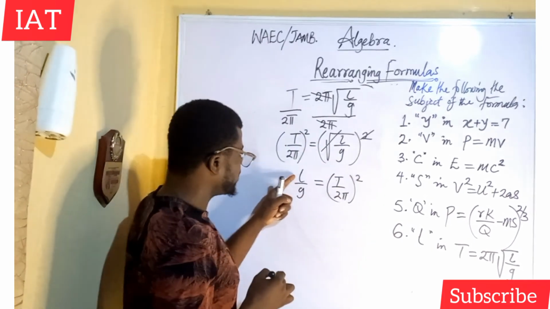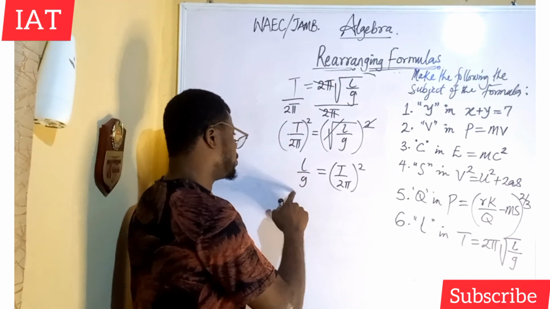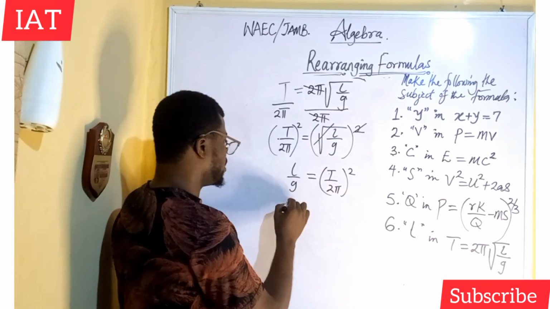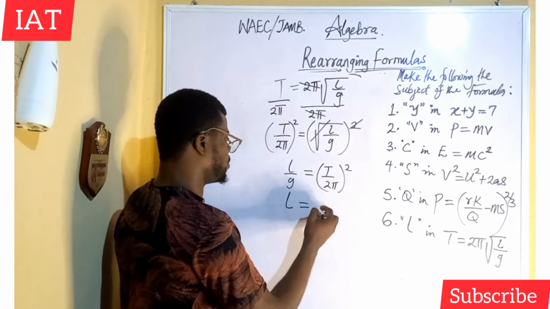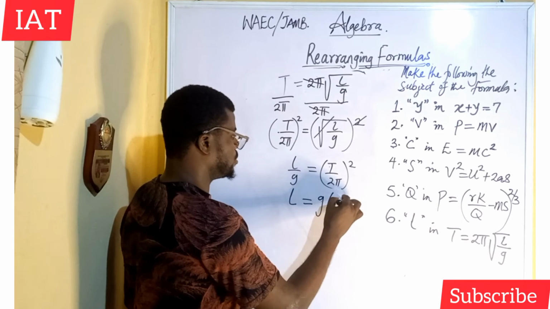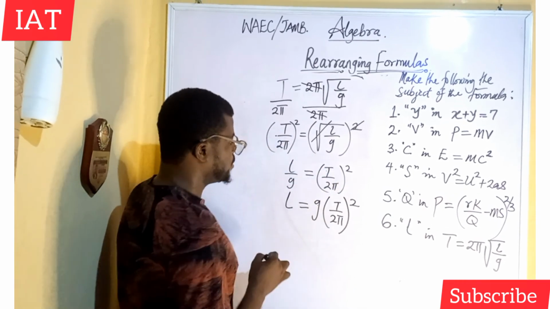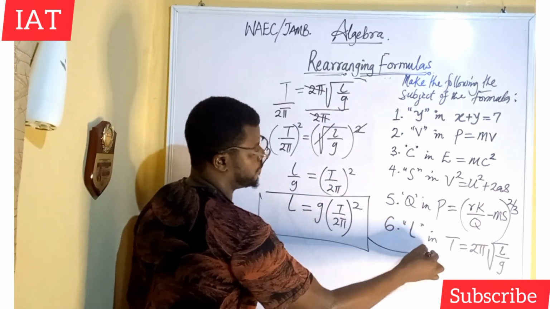Remember that you are to make this L the subject of the relation. So the last thing we are going to do is to cross multiply. If you're taking this G across to this part, L will be left alone, and this will be equal to, you can position it at the front or the back, G into T all over 2 pi all squared. So this is the solution to the last problem we've just solved.